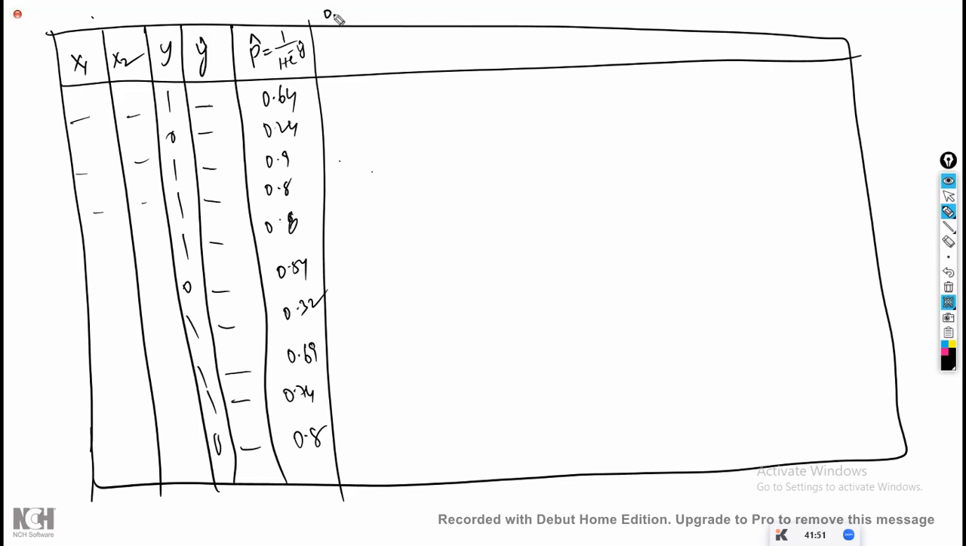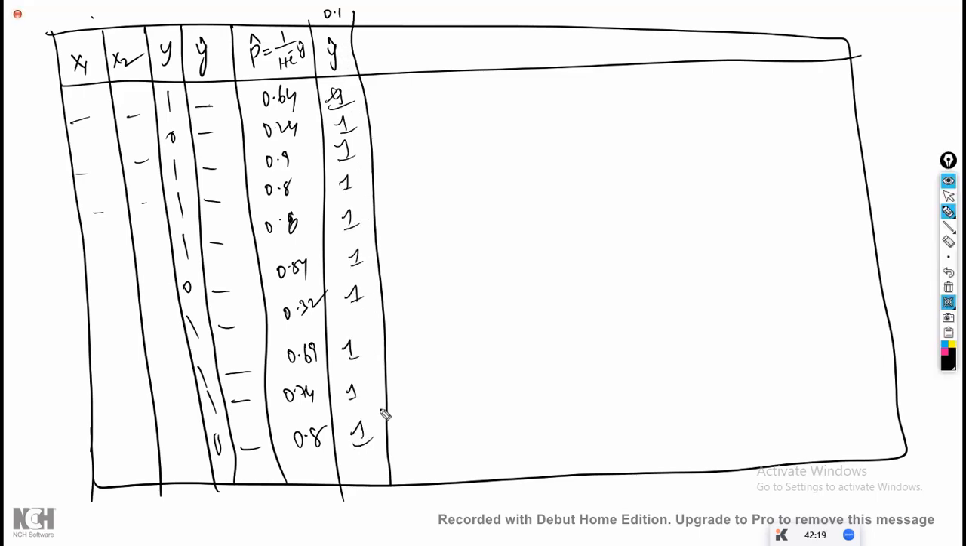Starting with the first threshold of 0.1. Let us start with 0.1. Any value less than 0.1 is considered as 0. Any value greater than 0.1 is considered as 1. Now tell me what is the answer. What is the y hat you are going to get? This is 1, 1, 1, 1, 1, 1, 1, 1, 1, 1.